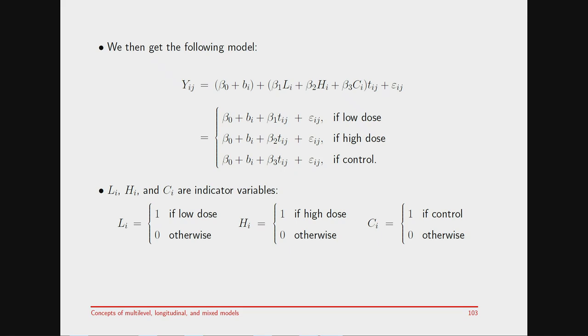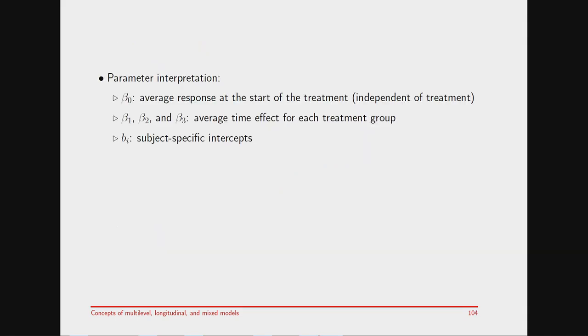Any questions about this model? Because there's different aspects of the design and the model that you put together in order to get to this model. So beta 0 is the average response at the start of the treatment, which is independent of the treatment. Beta 1, beta 2, and beta 3 are the average time effects for each of the 3 different treatment groups. And then Bi is the subject-specific intercept, which tells you whether the animal starts higher than the overall average or lower than the overall average.